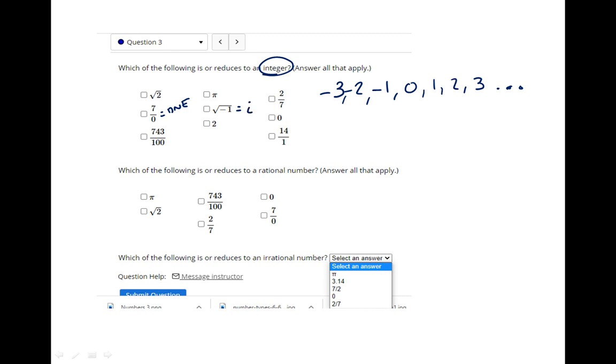0 is an integer. 2 is an integer. 14 divided by 1 is equal to 14. It's an integer. 743 divided by 100, that's going to stay. You cannot reduce that to an integer.